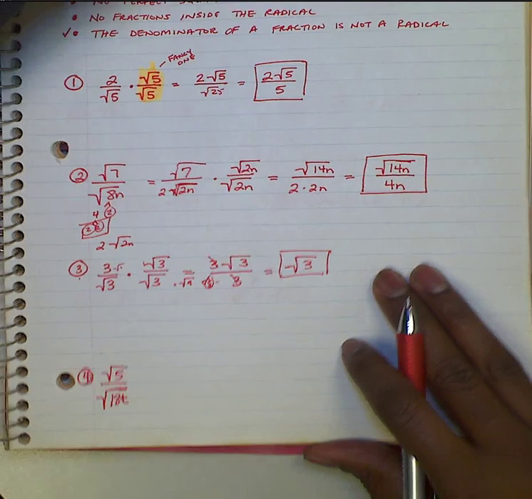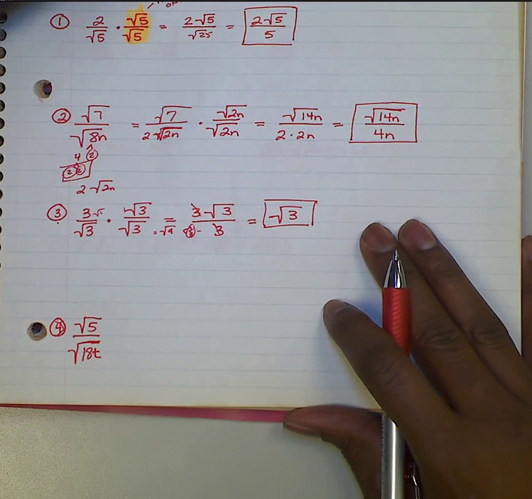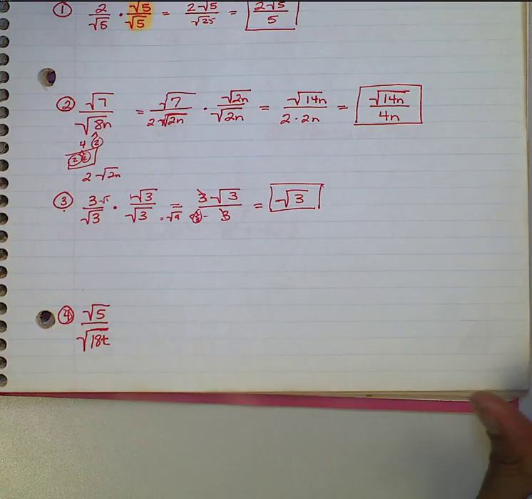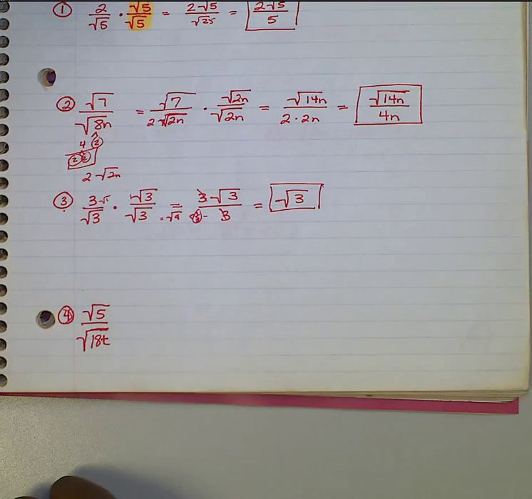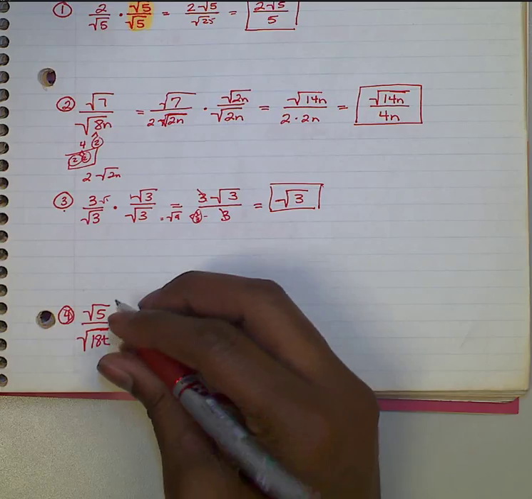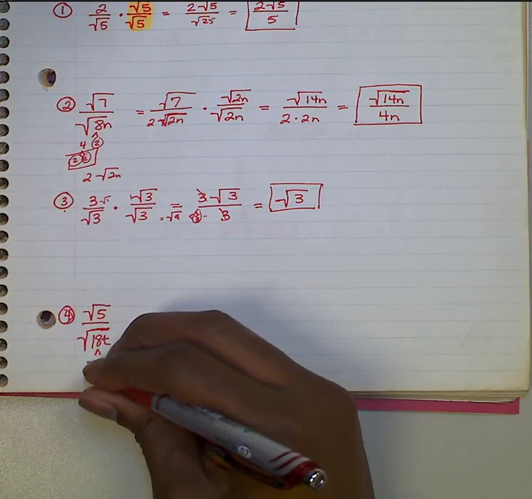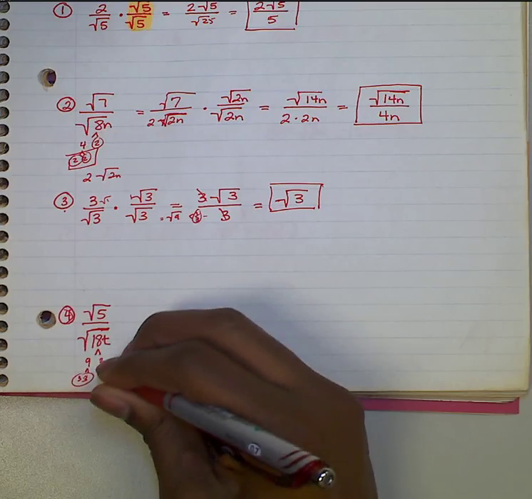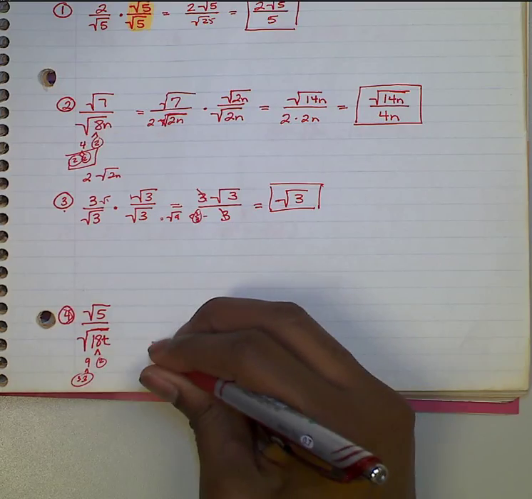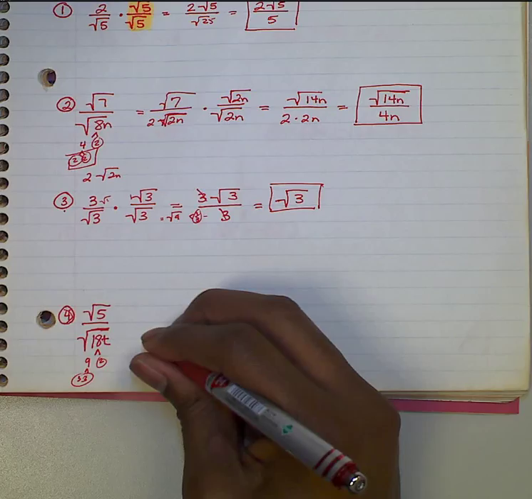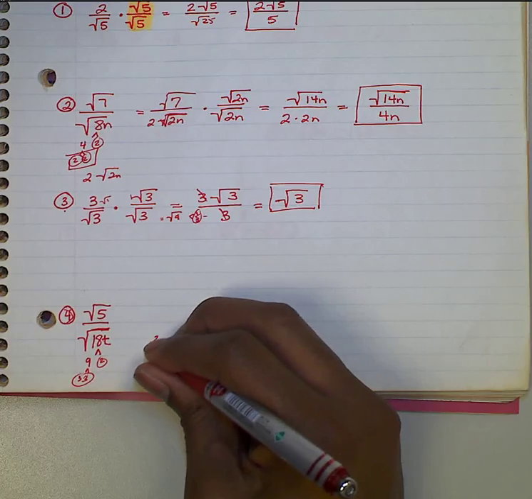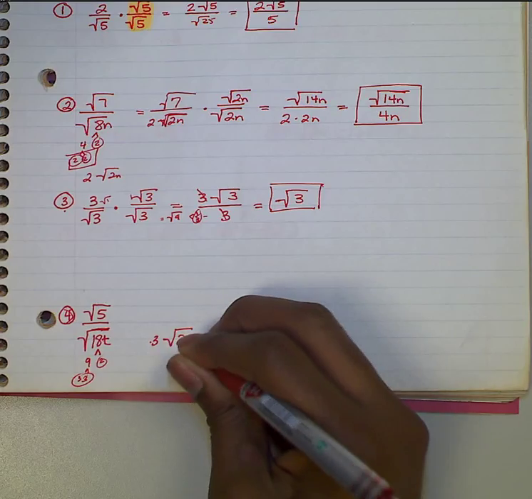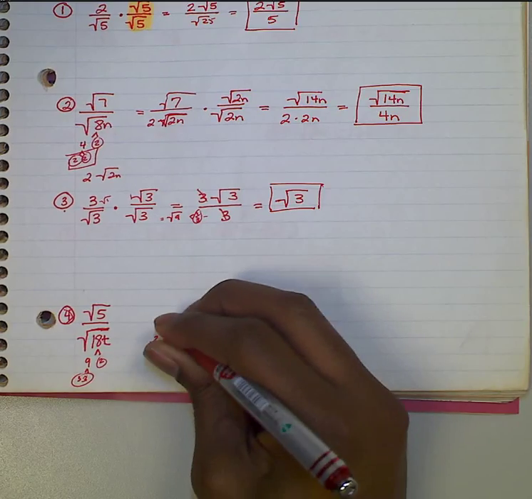Alright, one more problem that balances on my notebook. Got radical 5 over radical 18t. Okay, again, I'm going to simplify this. 9 and 2, 3 and 3. I have 3 radical 2t in the denominator. In my numerator, I have radical 5t.